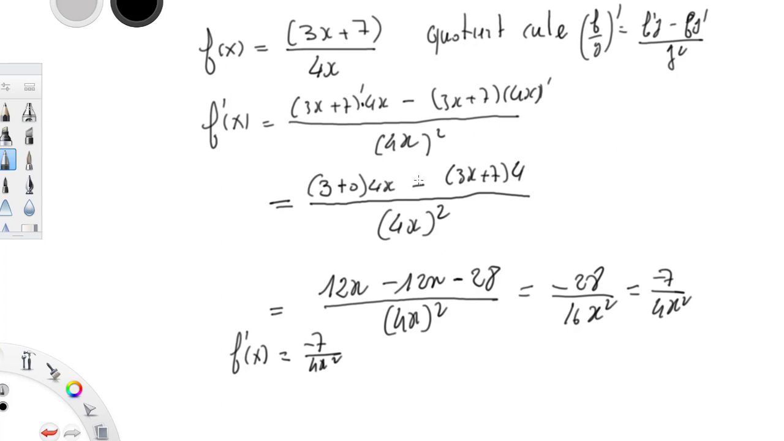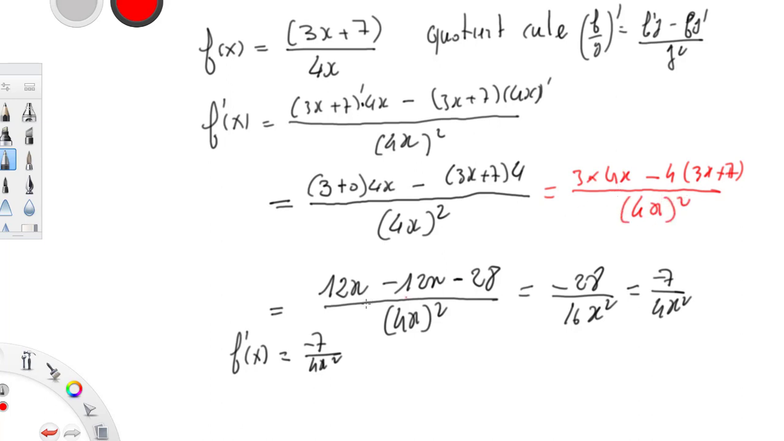Okay, but here if you don't understand what I did, you can just, if you want, bring the 4 here before. So like, you can write down 3 plus 0 is 3. You have 3 times 4x minus 4 times 3x plus 7 over 4x squared. That's what I did.